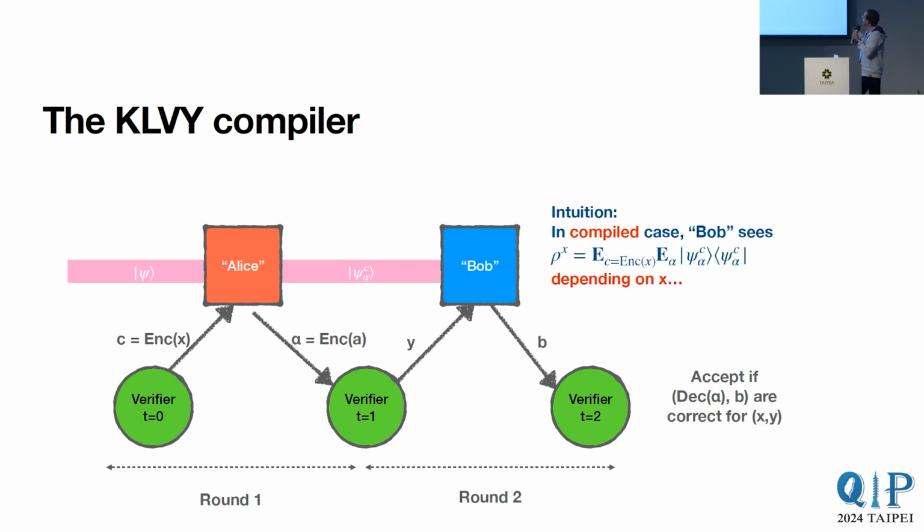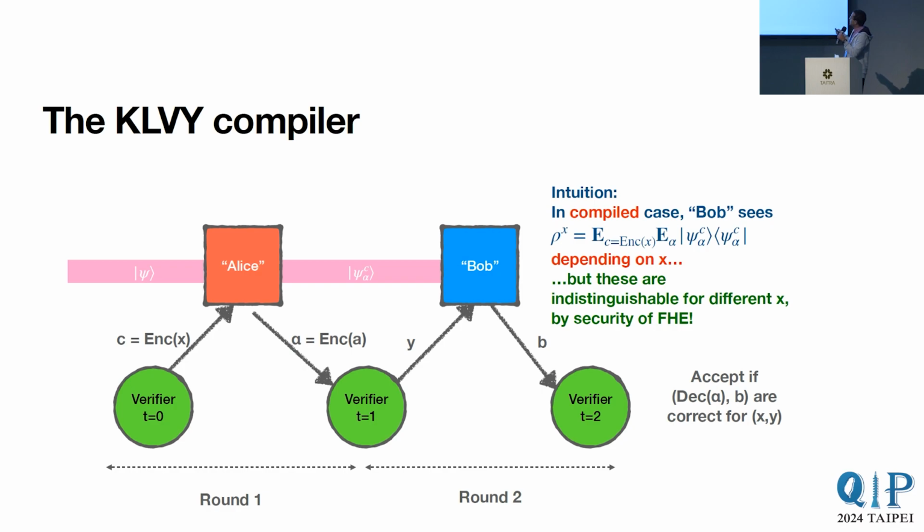In this compiled world, the state is not the same, because it certainly depends on X, because some operation here depends on X. But the security property of the homomorphic encryption says that the different states for different X's are computationally indistinguishable. So hopefully that's close enough to being exactly the same. That was kind of the hope, I think, behind setting up the protocol this way.